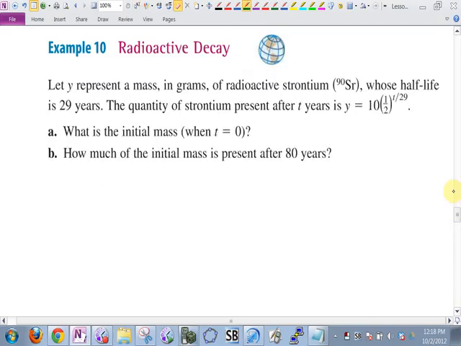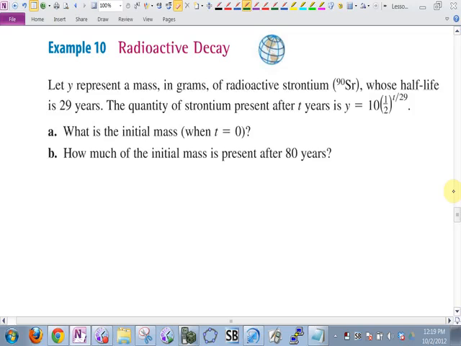You could also have half-life problems, because that is an exponential function. Let y represent a mass in grams of radioactive strontium, whose half-life is 29 years. The quantity of strontium present after t years is 10 times 1/2 to the t over 29. What is the initial mass? Well, what do you get when you put 0 in? 10. The initial mass is 10 grams. How much will be present after 80 years? Just plug in 80.